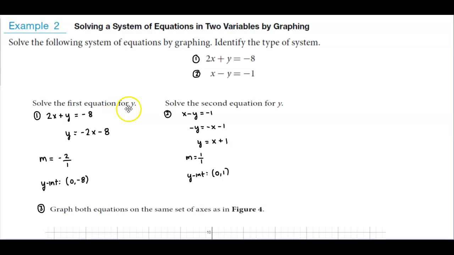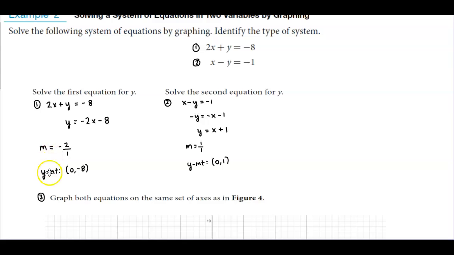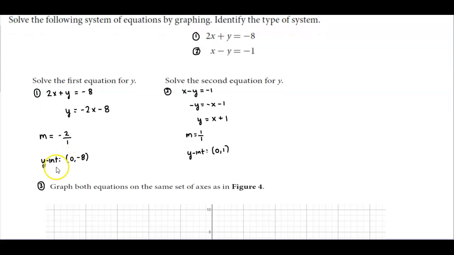We're going to solve the first equation for y. So we have 2x plus y equals negative 8, and we subtract 2x from both sides, so we get the equation y equals negative 2x minus 8. And this allows us to find out what the slope and the y-intercept are. So the slope m is equal to negative 2 over 1, and we have the y-intercept, which is (0, negative 8).